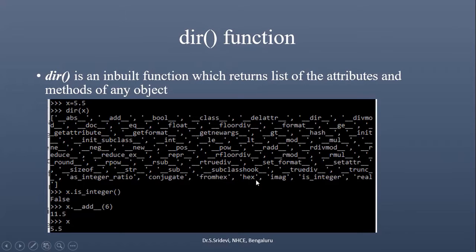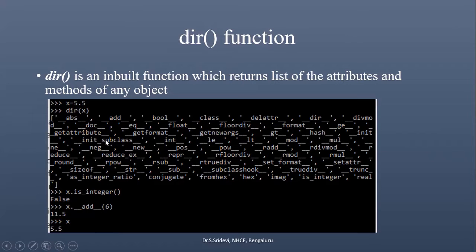Now let us see how to use some of these functions. Here x is the reference to the object, so I can access all these methods with the help of this object reference. I can call the function is_integer as x.is_integer(). Since it is a method, we write the parentheses. Since 5.5 contains 0.5 in the fractional part, it is not an integer, so we will get the answer as False.